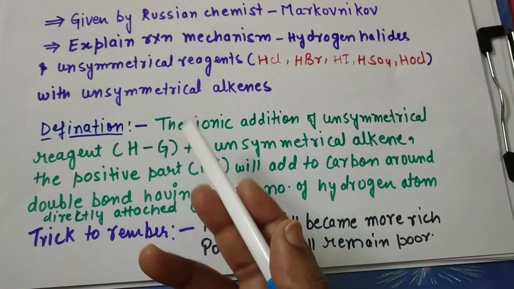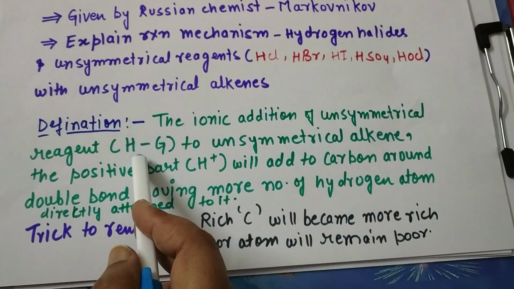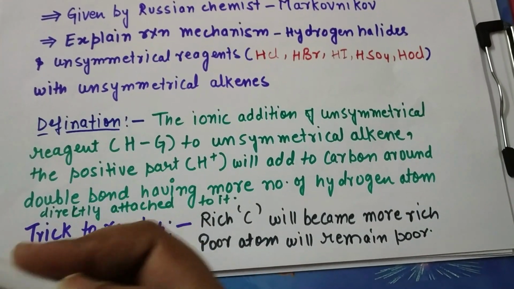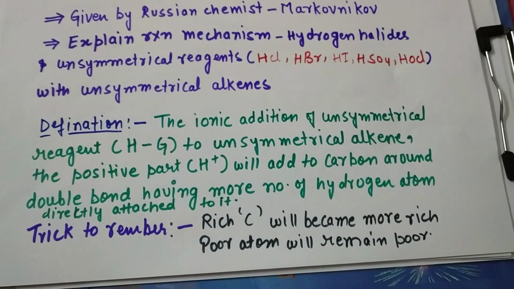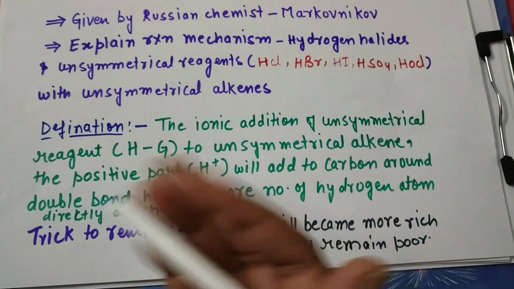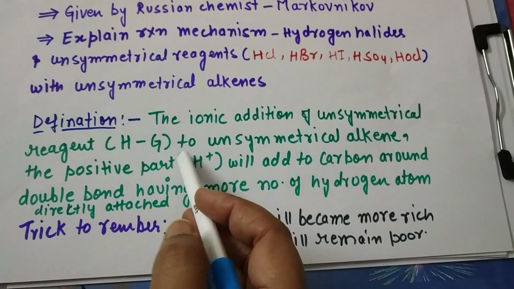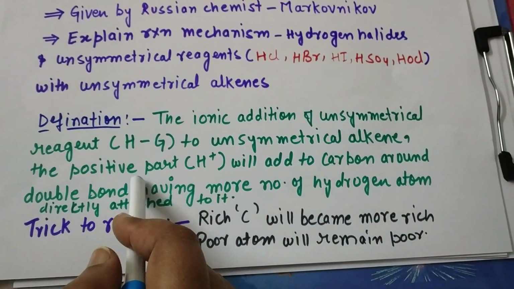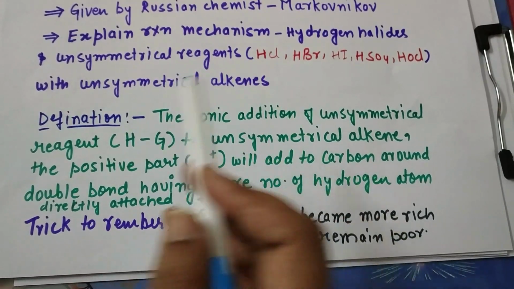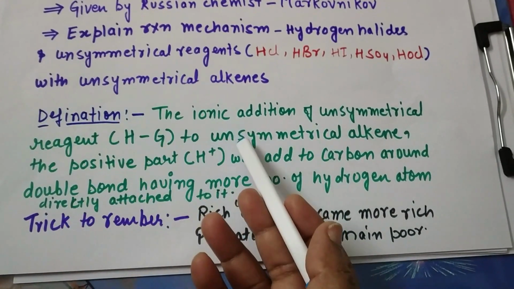So this is the best trick to learn: the positive part, or the hydrogen, will move to the carbon with the maximum number of hydrogen, means which is already rich in hydrogen, and the G part will move to the other atom which has less number of hydrogen. Other atom means the carbon.